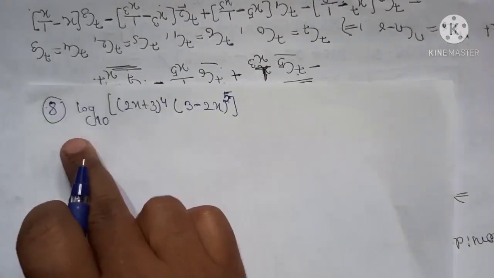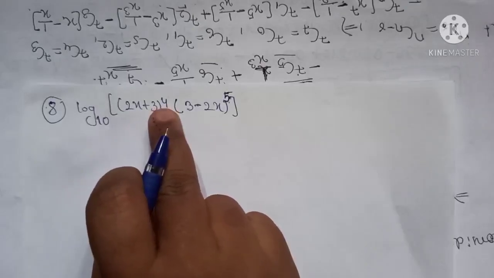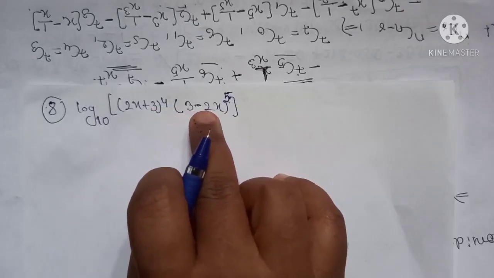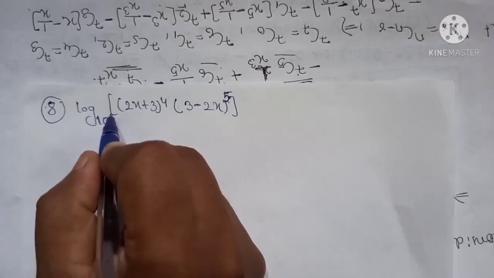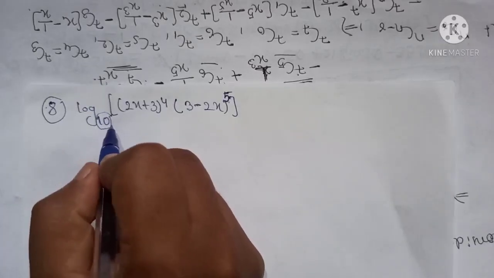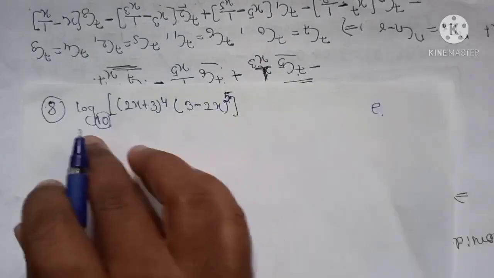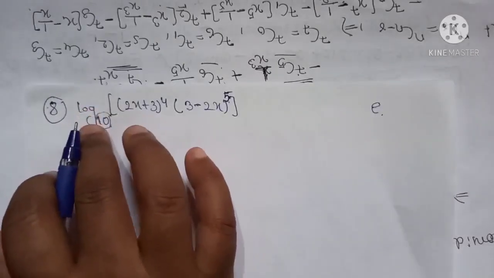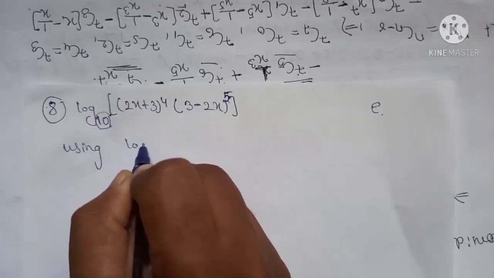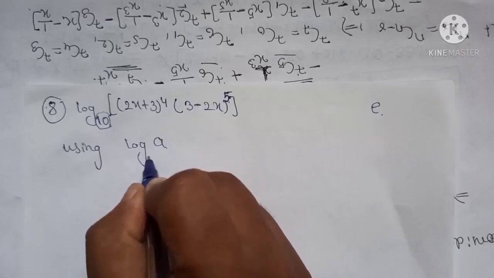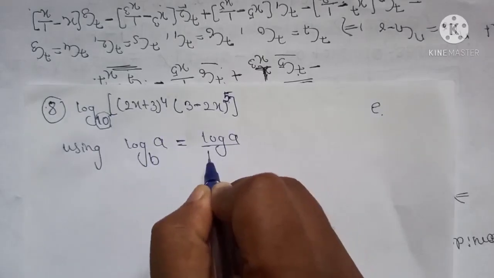Next problem, log of (2x + 3) power 4 into (3 minus 2x) power 5 to the base 10. So here this case is quite different. Here the base is 10, while in all the other cases we had the base e. First we have to simplify this one by using the formula: log a to the base b can be simplified as log a divided by log b.